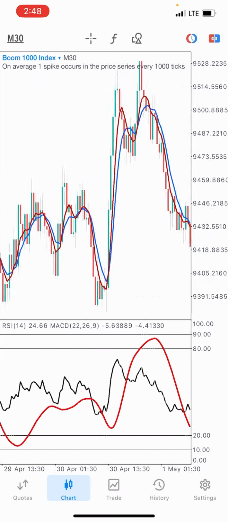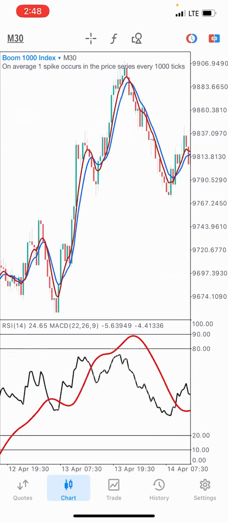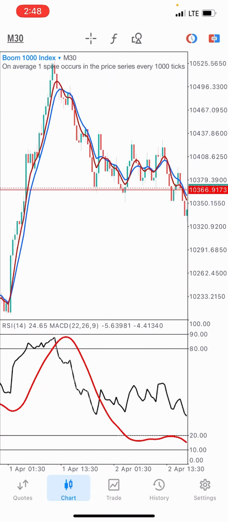Hello guys, I know this thing looks very hard, but trust me, if you keep on practicing like this, in just 3 days you understand what I'm saying.